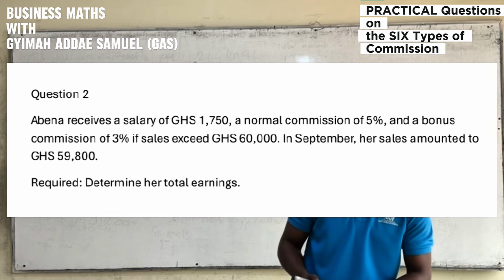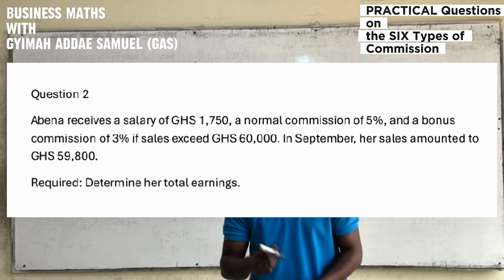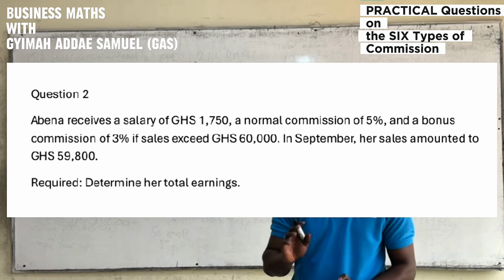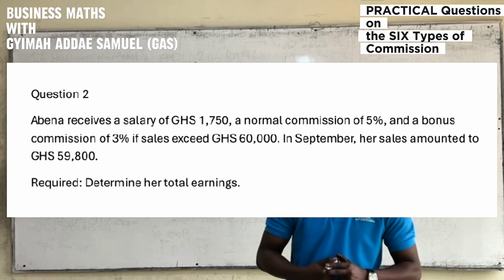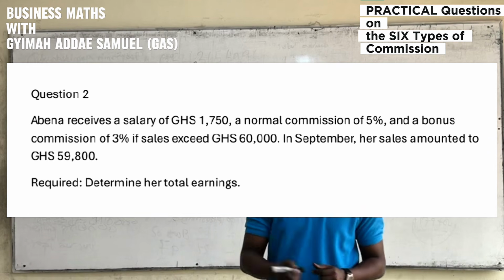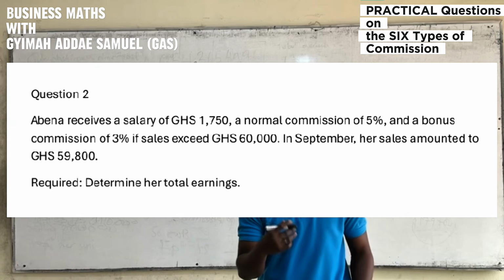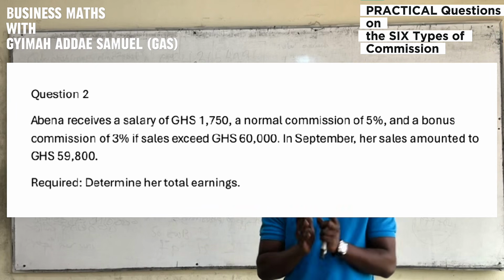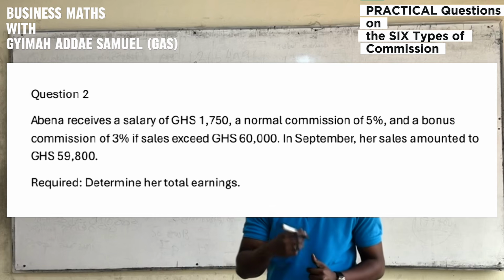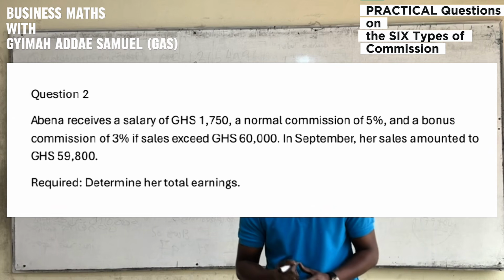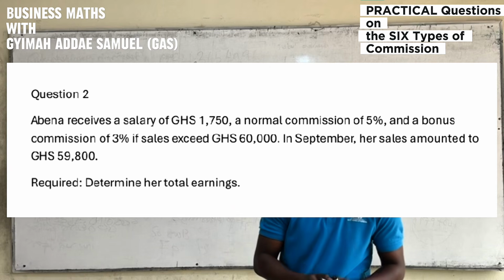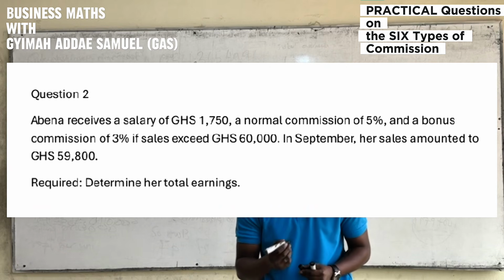Abena receives a salary of 1,750, a normal commission of 5%, and a bonus commission of 3% if sales exceed 60,000 Ghana cedis. In September, her sales amounted to 59,800 Ghana cedis. Determine her total earning. So let's compute our workings here.